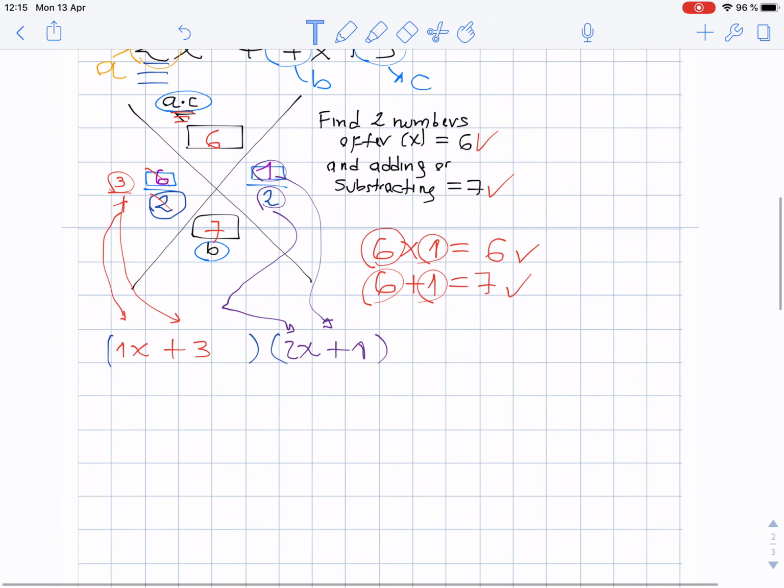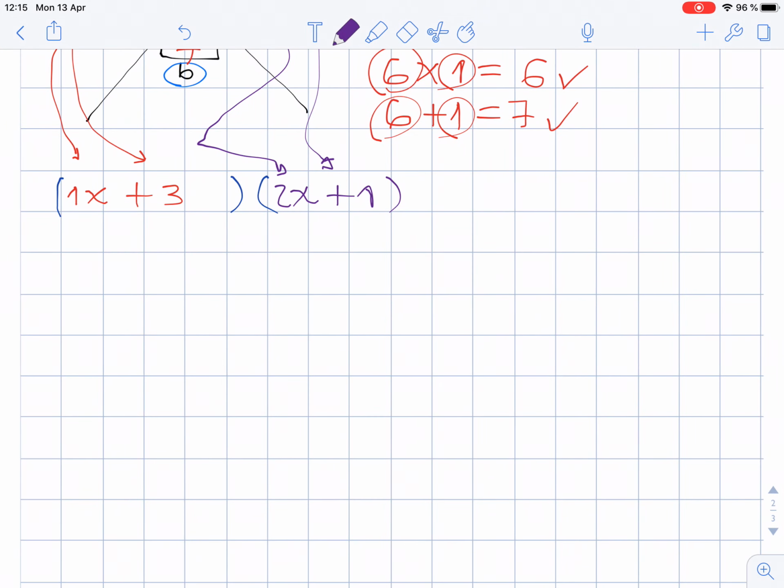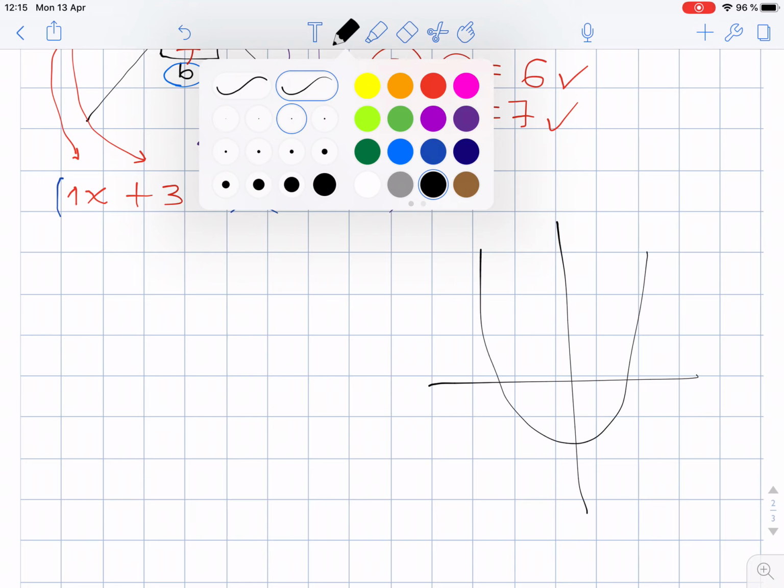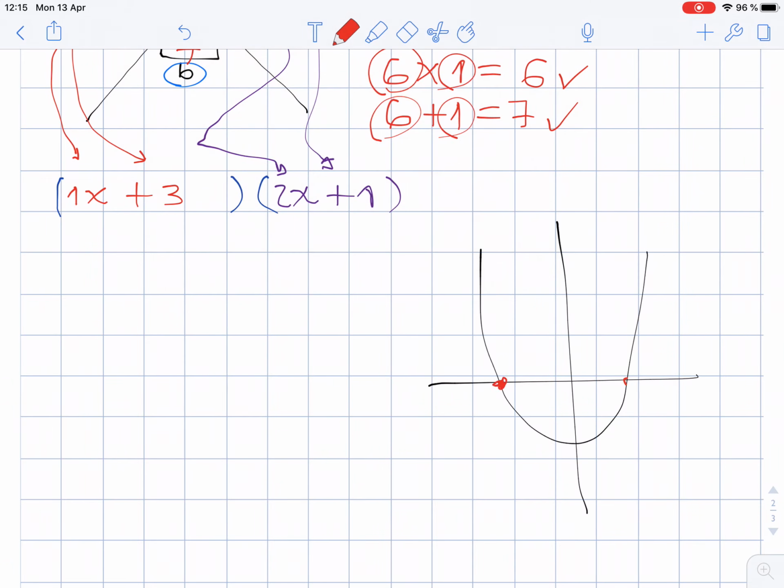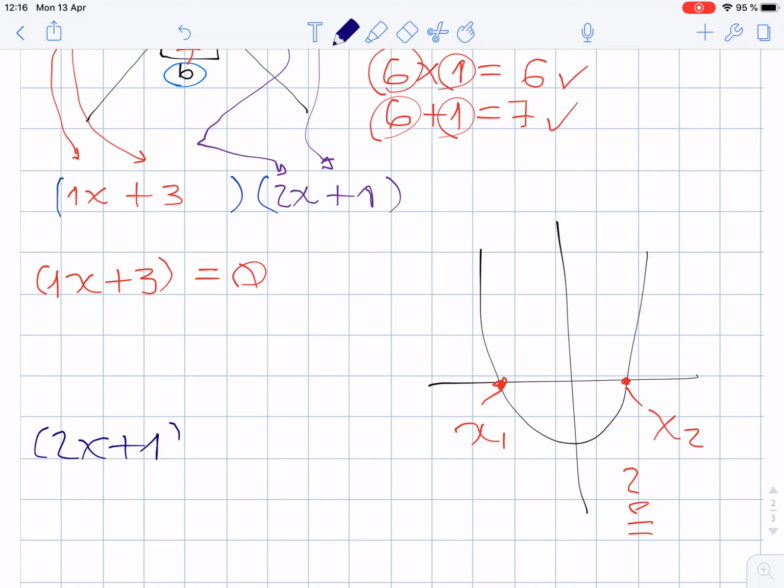Remember, the roots correspond to the points, again, the points that are crossing the x-axis. Okay, we need to find those values. How do we find the values? Take the brackets. We have 1x plus 3 and make it equal to 0. And then take the second bracket, 2x plus 1 equals 0. When you have the expression this way, you can eliminate the brackets. Okay? We don't need the brackets.